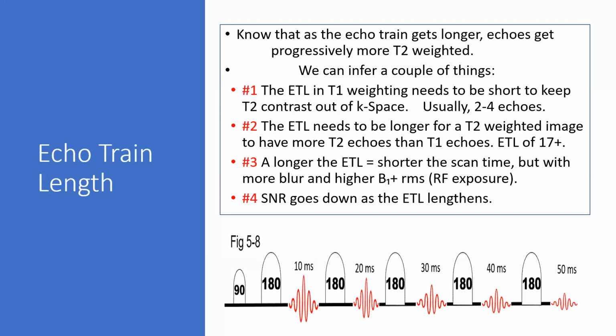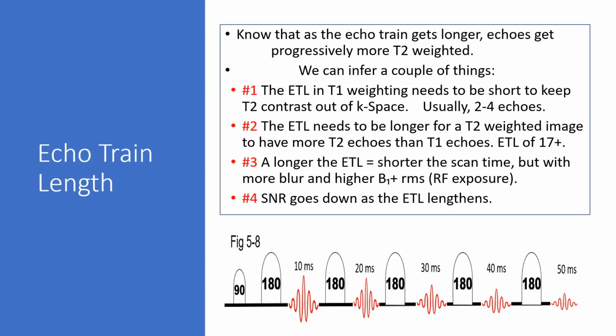Well, the 50 millisecond TE is much more T2 weighted than the 10 millisecond. So if you want a T1 weighted image, you're not going to put the 50s. You're not going to make the 50s the effective TE, because that's going to put the 50s in the middle. So we have to be careful with what we declare as our effective TE.